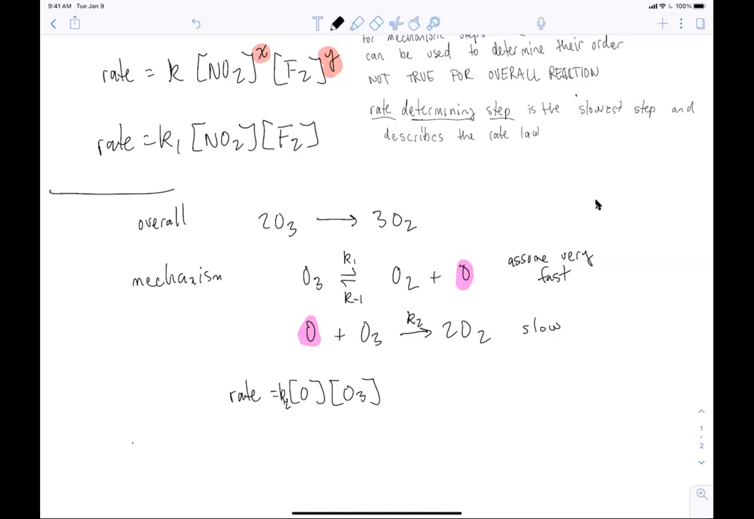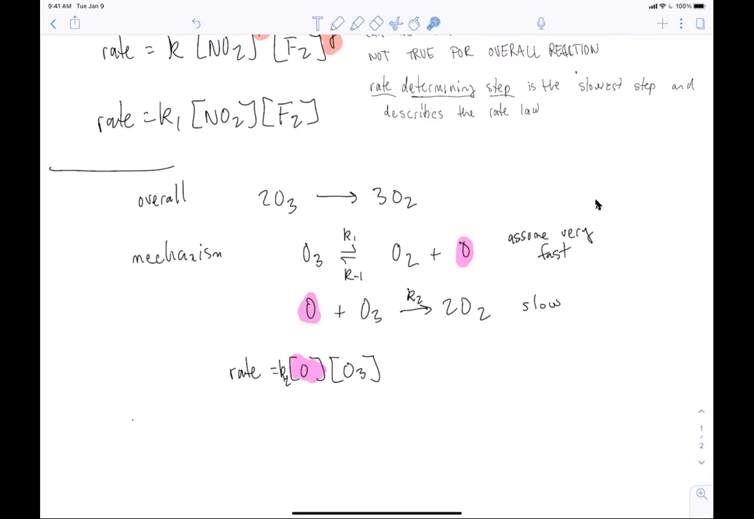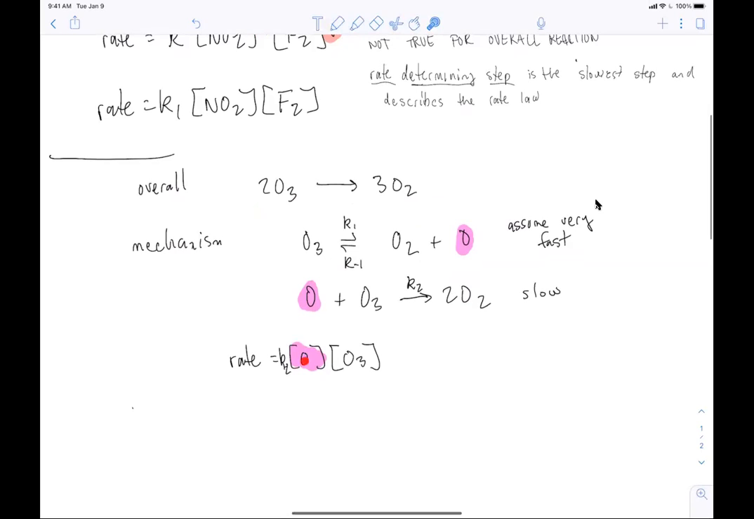And so the problem with this is the rate law. When you actually write out a rate law, it can't have an intermediate in it. We don't want to write out a rate law for the overall reaction with an intermediate in it. There's a bunch of reasons for that, but just take it as a rule. And so we have to figure out a way to get rid of that. So we need to replace this monatomic oxygen.